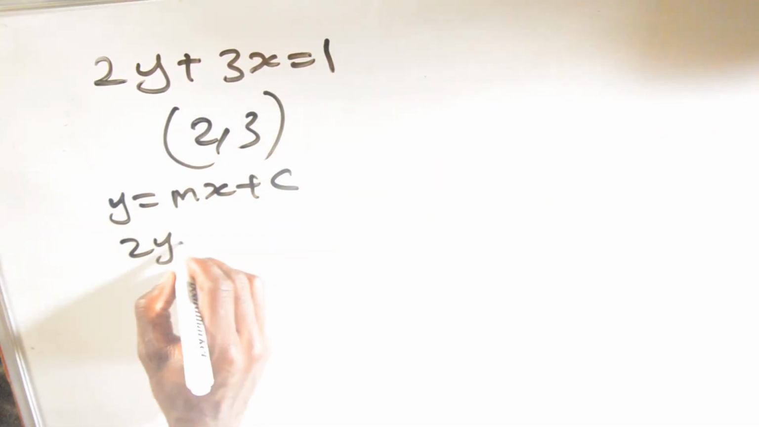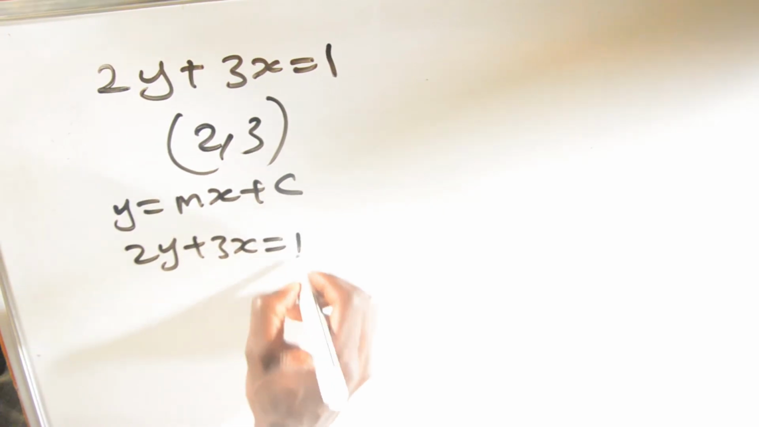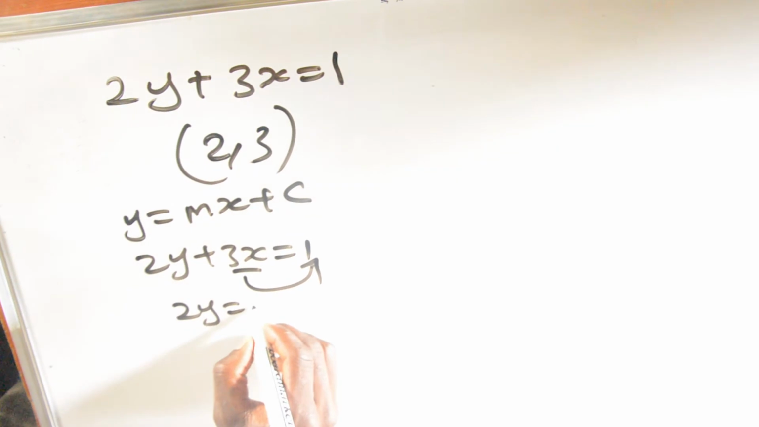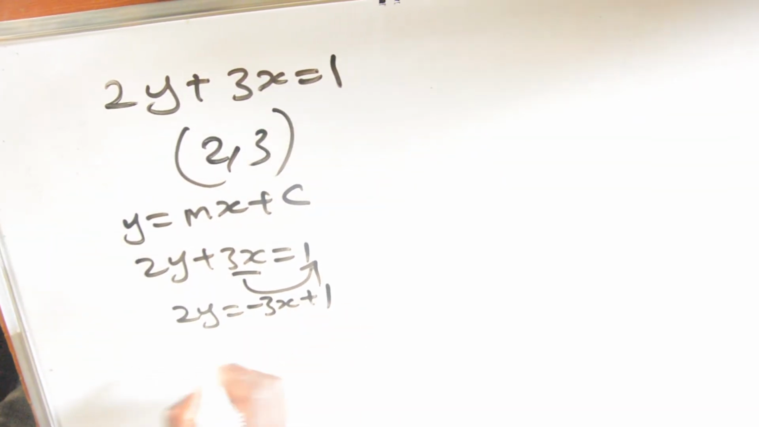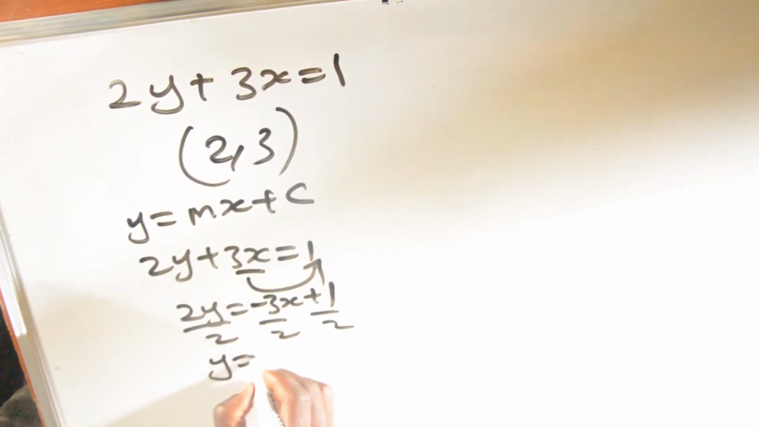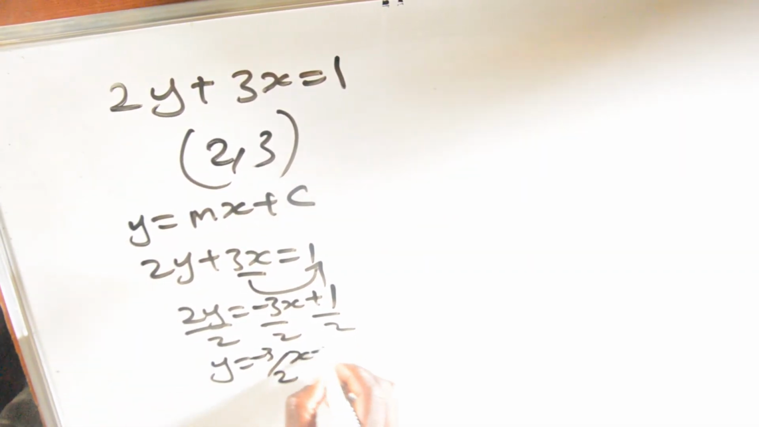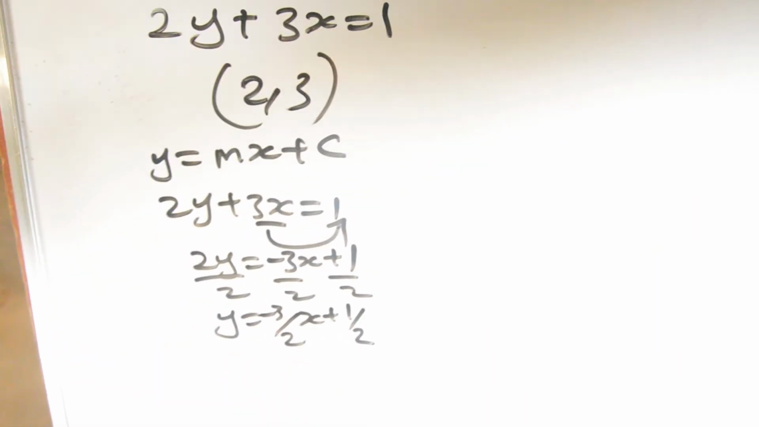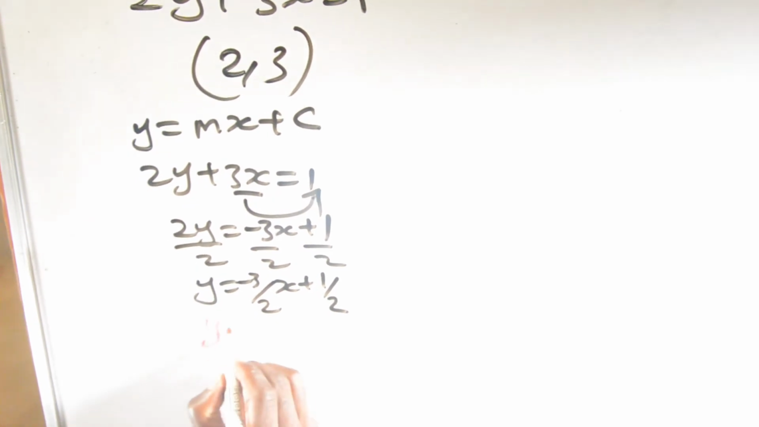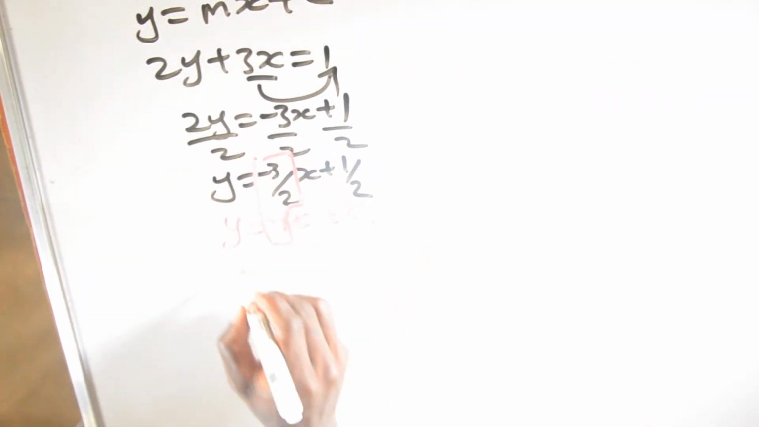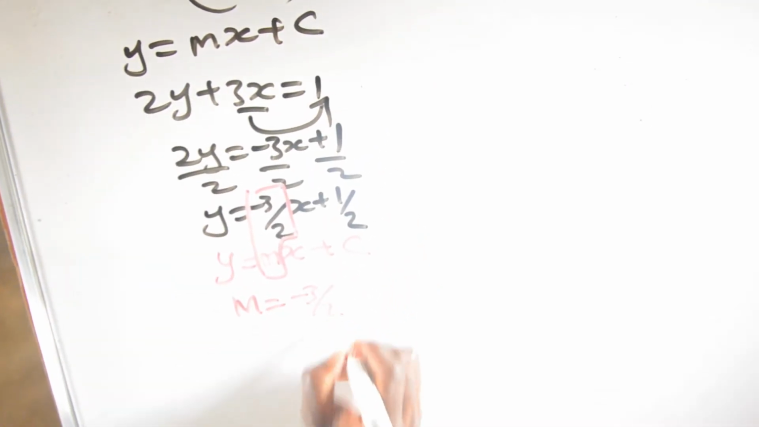So 2y + 3x = 1. Take this to the other side, so it will be 2y = -3x + 1. Divide both sides by 2. It will be y = -3/2 x + 1/2. So when you compare with the other equation, y = mx + c, our gradient m is equal to -3/2.